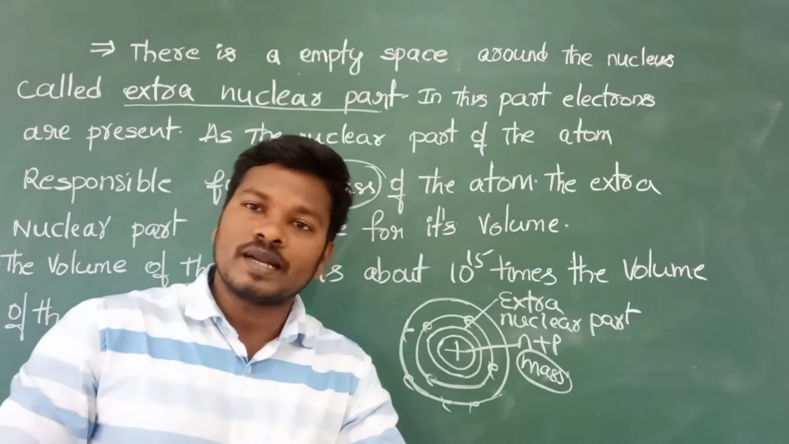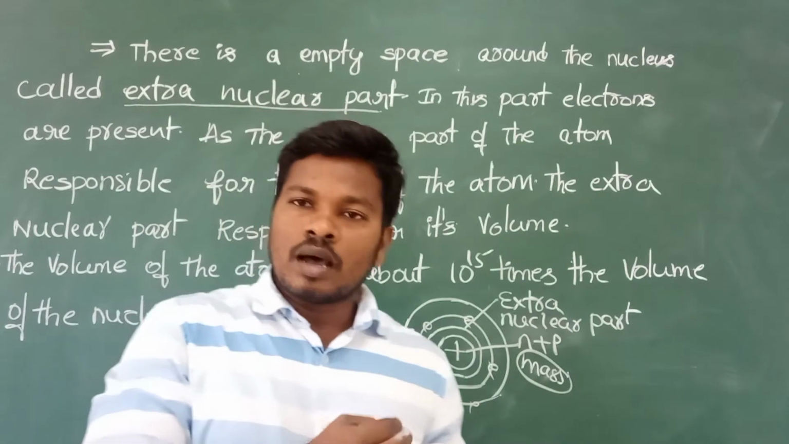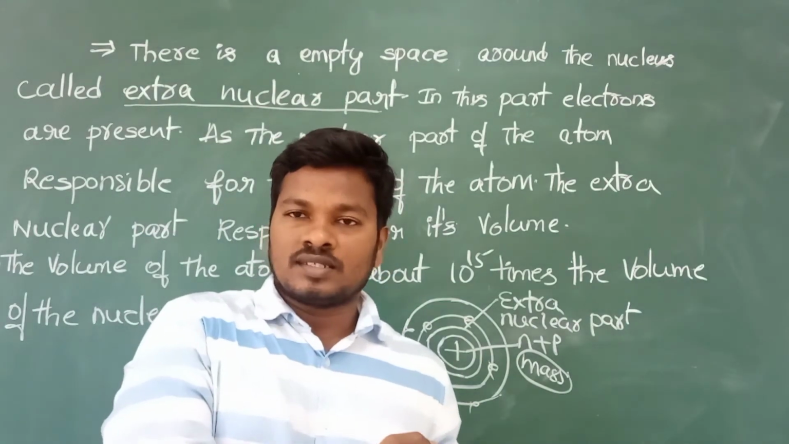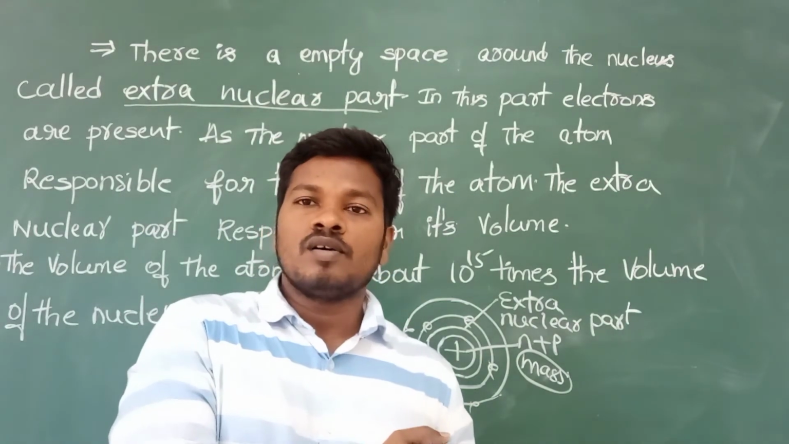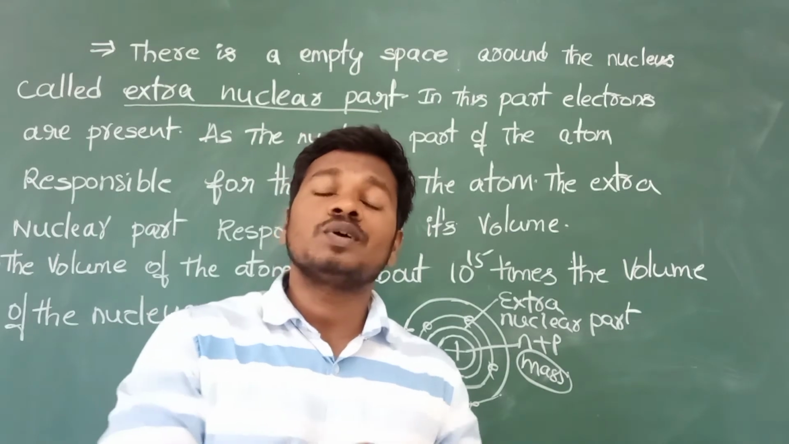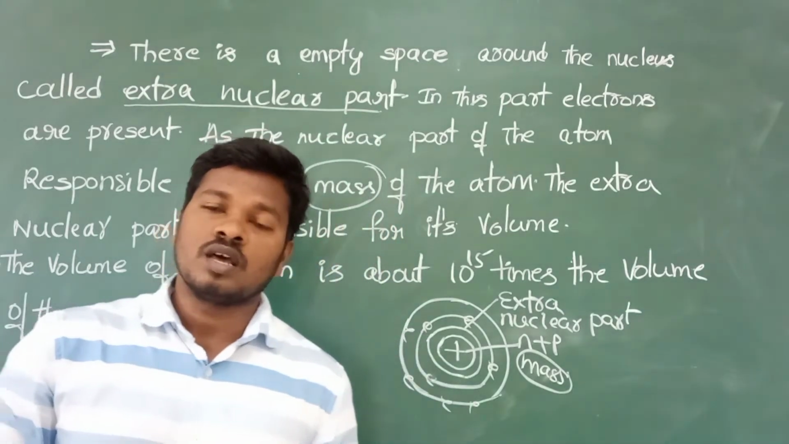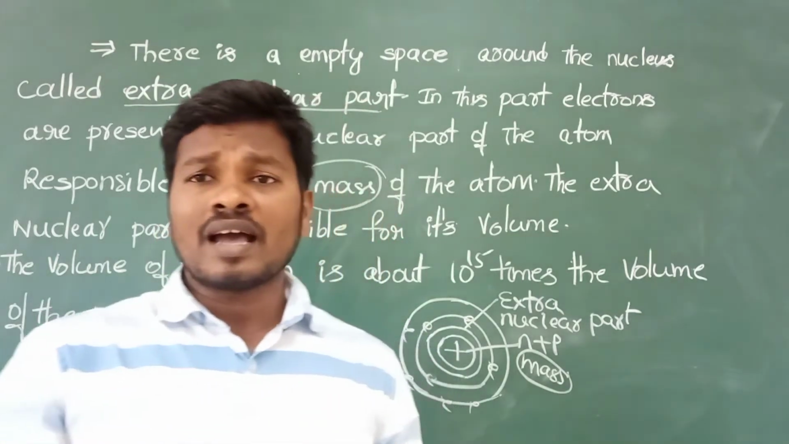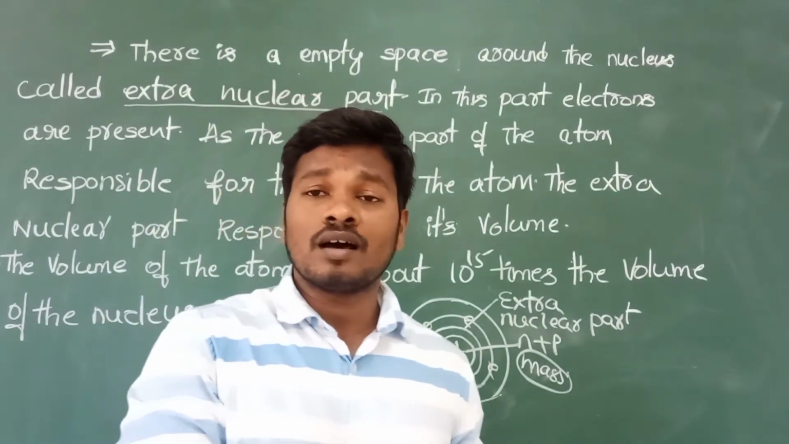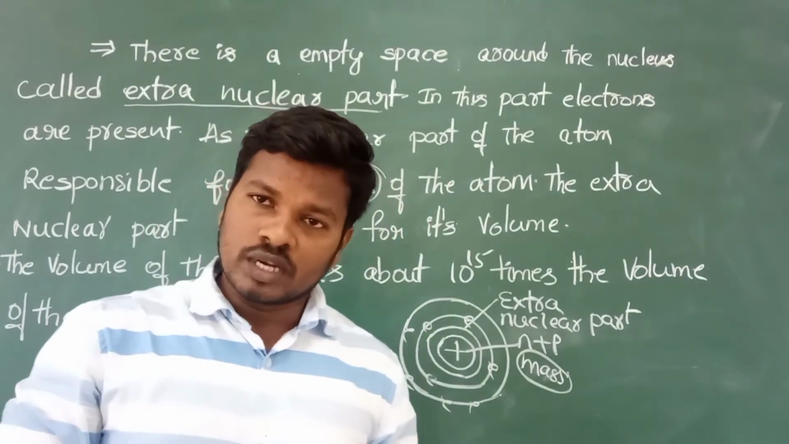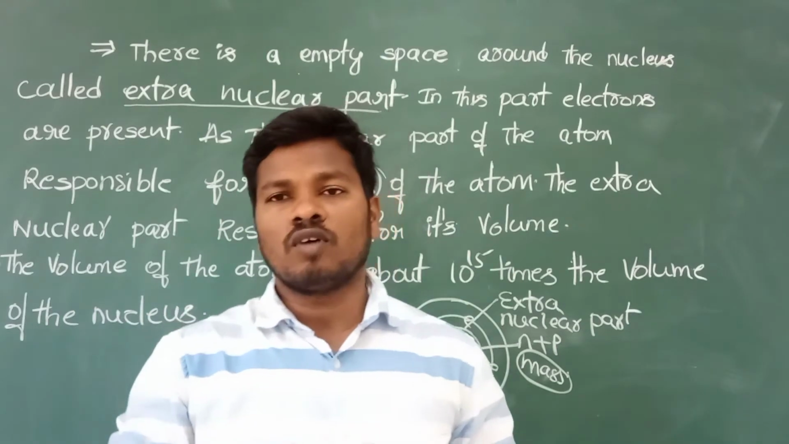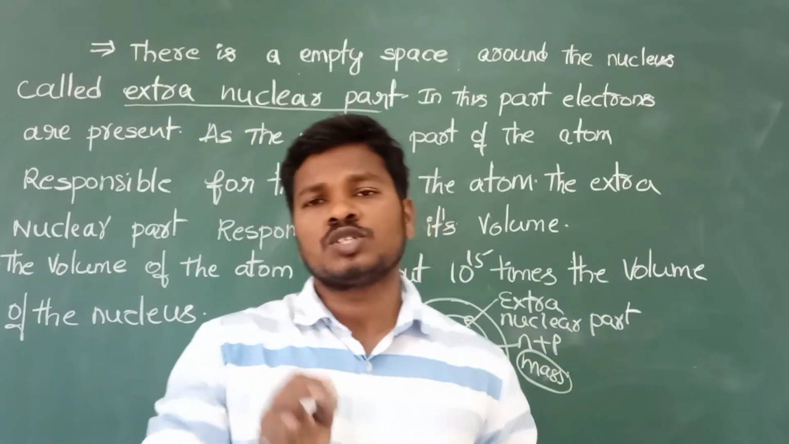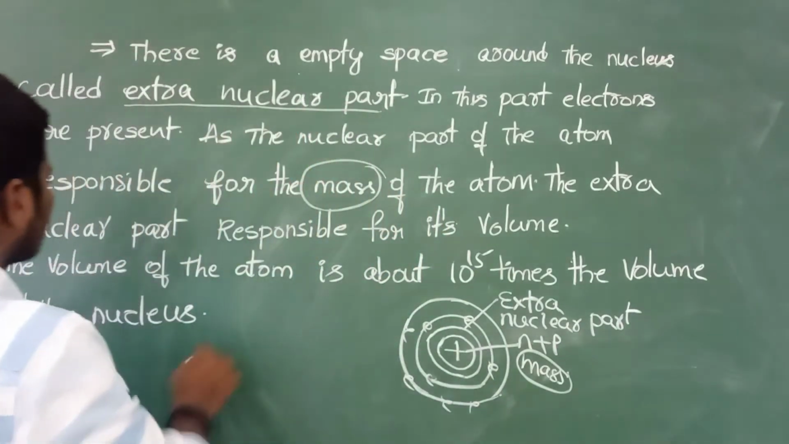Here you have to understand this. The extranuclear part's mass is less than the nucleus mass. That means the nucleus has the highest mass. The extranuclear part's volume is greater than the volume of the nucleus. So the nucleus has a very small volume even though it has the highest mass. Now you can see the next point.